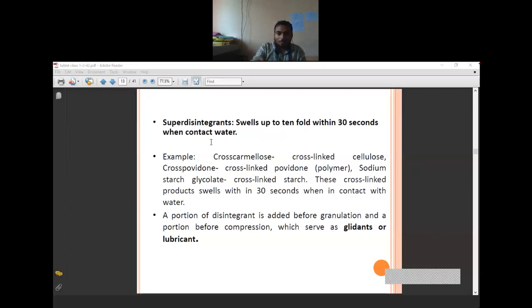When you are seeing the composition of a particular tablet, if croscarmellose, crospovidone, or sodium starch glycolate is there, you can identify that the tablet has a super disintegrating property. That means it will be an immediate release tablet.